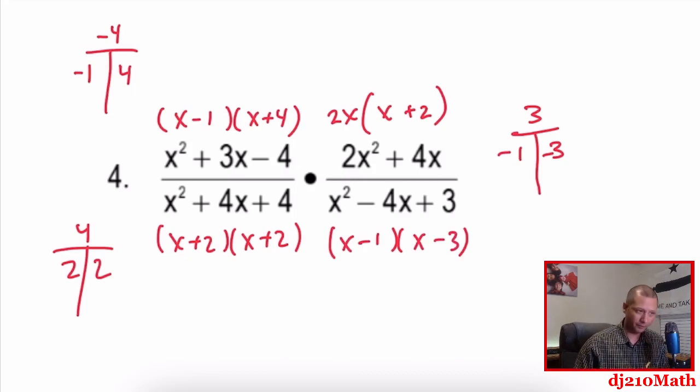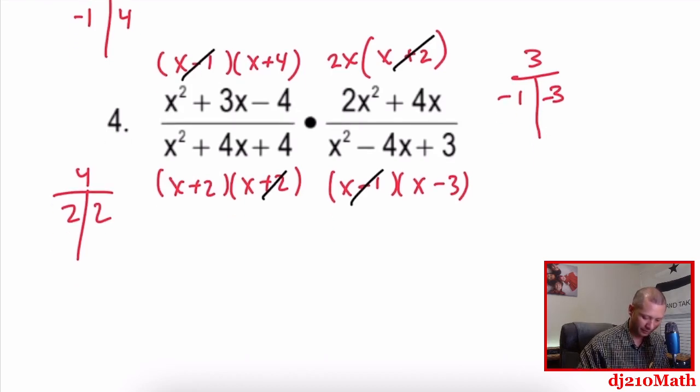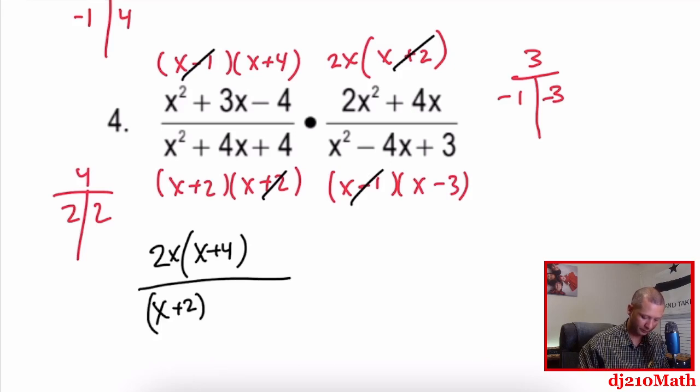Okay, everything's fully factored. It's multiplication. Now we can start canceling. So x minus 1, x minus 1. X plus 2, x plus 2. That seems to be it. So cleaning it up, top we have x plus 4, 2x, write that out front, over x plus 2, x minus 3. Okay. Leave everything in its factored form.